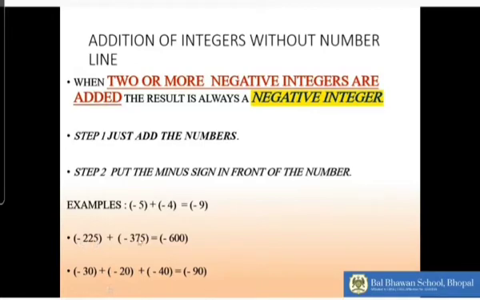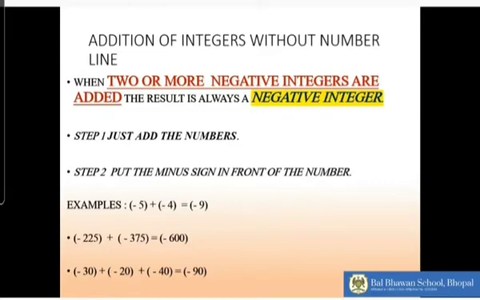Let us see how we are going to do that. Just add the numbers, put the minus sign in front of the number. These are the two steps which we are going to follow while adding two negative integers. For an example, I have minus 5 plus minus 4. Forget about the sign right now and add 5 plus 4. 5 plus 4 will give you 9. Since both the numbers are negative, the sum will always be minus. So here I'll get my answer as minus 9.